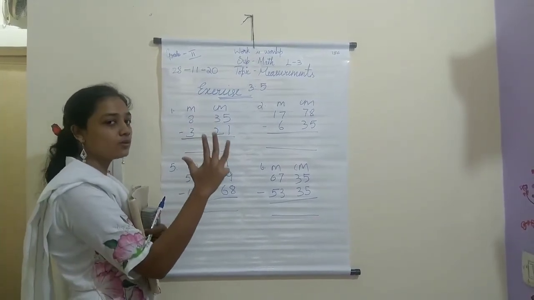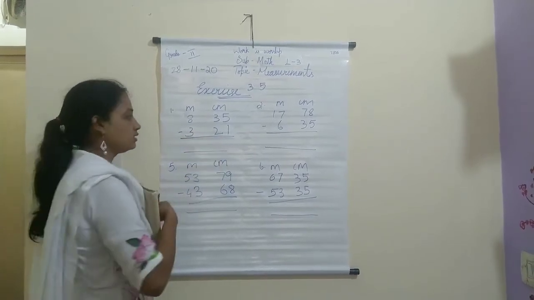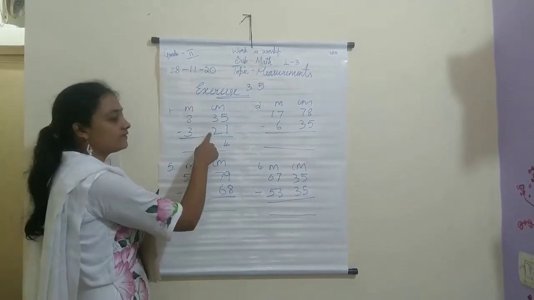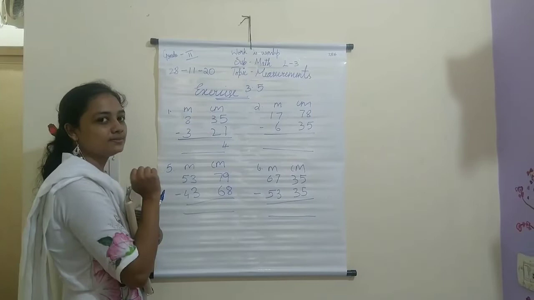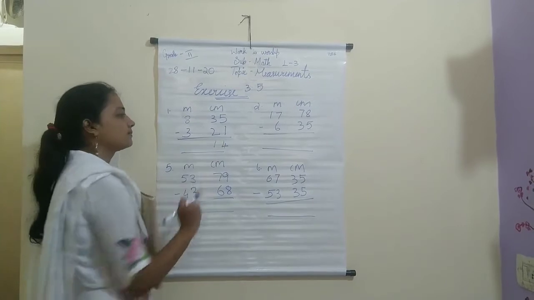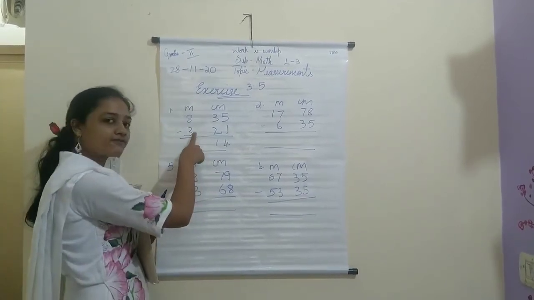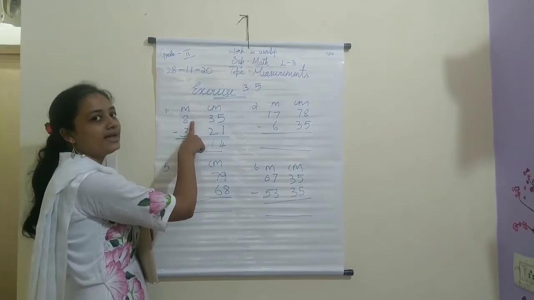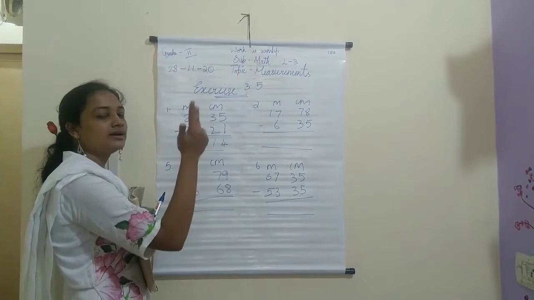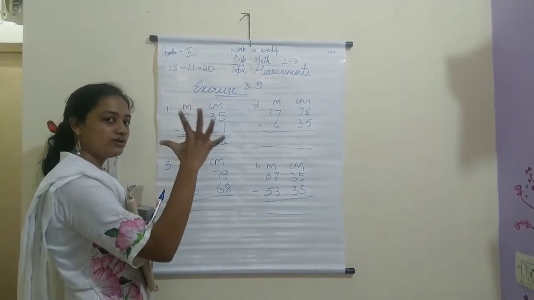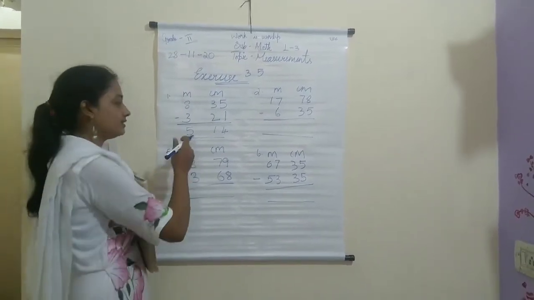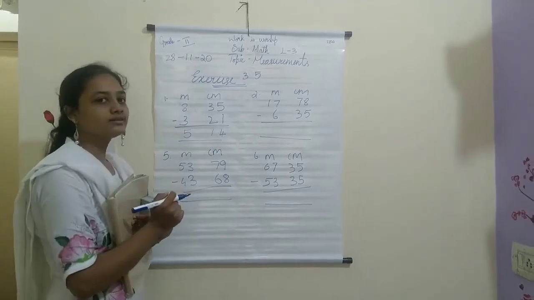So how many fingers I have opened here? 4 fingers. So the answer is 4. Now start counting after 2, stop when you get 3. So after 2, 3, only 1 finger. Start counting after 3 and stop when you get 8. After 3, 4, 5, 6, 7, 8. So I have opened 5 fingers. Finish my first one. The answer is 5 meters, 14 centimeters.